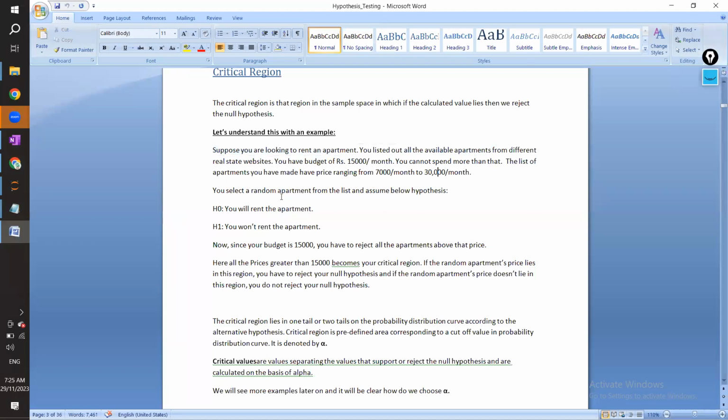Null is saying you will rent an apartment and your budget is 15,000. Alternate will say obviously the opposite: you won't rent the apartment. So since your budget is 15K, you have to reject all the apartments above the price. So here the price greater than 15K becomes your critical region. Agree? So the range is from 7K to 30K.